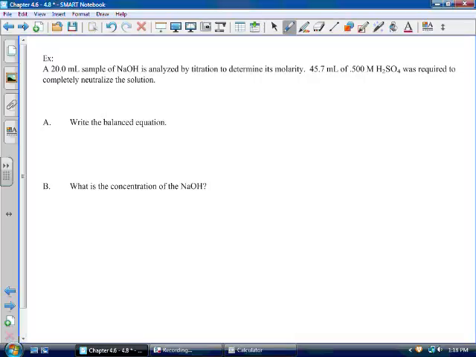A 20 milliliter sample of sodium hydroxide is analyzed by titration to determine its molarity. 45.7 milliliters of 0.50 molar sulfuric acid solution are required to completely neutralize the solution. All right, so the first thing we have to do is figure out the equation for this reaction. So what am I reacting together? I'm reacting sodium hydroxide and sulfuric acid. So NaOH is reacting with H2SO4.